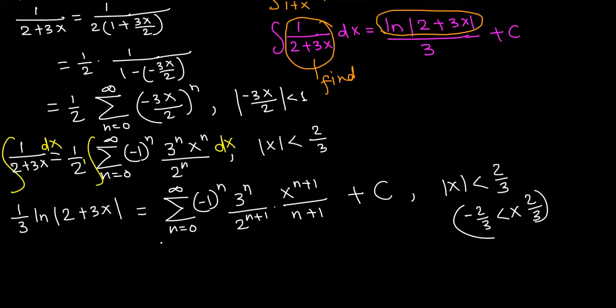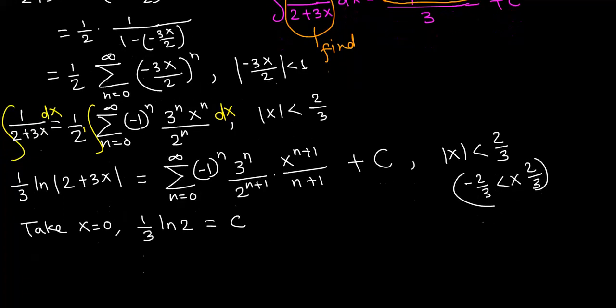Generally we can always take x equals, I don't know, maybe 0. Take x equals 0, we get 1/3 natural log of 2 plus 3 times 0, which is 1/3 natural log of 2, and the absolute value of 2 is 2, equals, when x is 0, 0 raised to anything is 0, so the whole sum part is 0 plus c, just c. So c is in fact 1/3 natural log of 2.